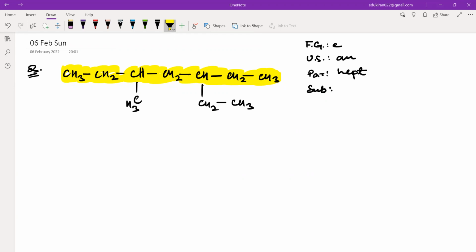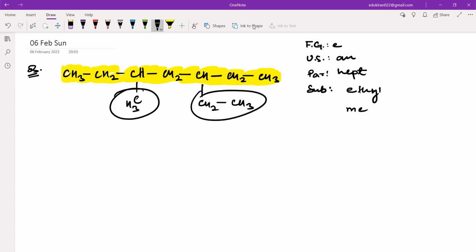What happened? Tell me the substituents. What are the two substituents? There are two. So dimethyl and methyl. Sorry, ethyl and methyl. Fine, so we have two substituents: we have ethyl and we have methyl. All of you agree, yes or no? Mariam, Reba, Abhinav, Atif, yes.